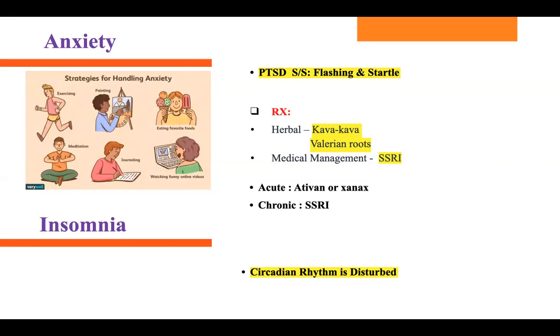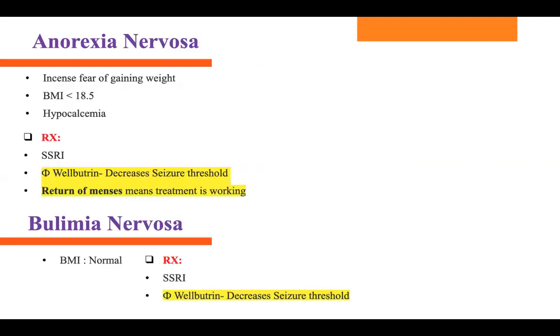When somebody has insomnia, what kind of rhythm is disturbed? Circadian rhythm is disturbed. Anorexia nervosa and bulimia nervosa, the main thing you want to know is that the choice of treatment for both of them is SSRI. How do you know that SSRI is working for an anorexia nervosa patient? Return of menses. That means the treatment is working.